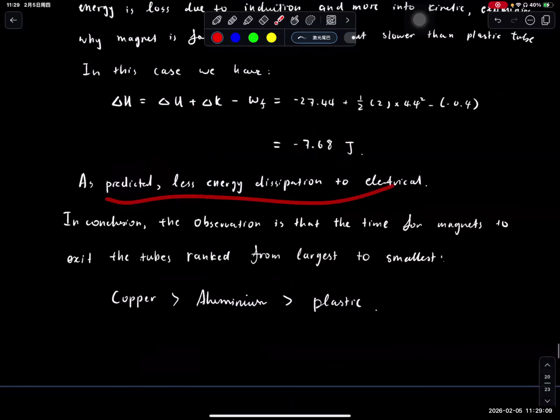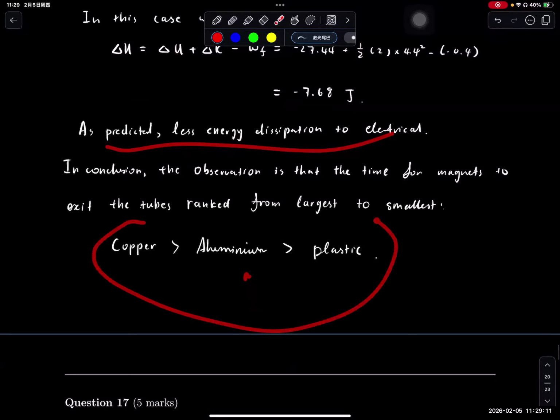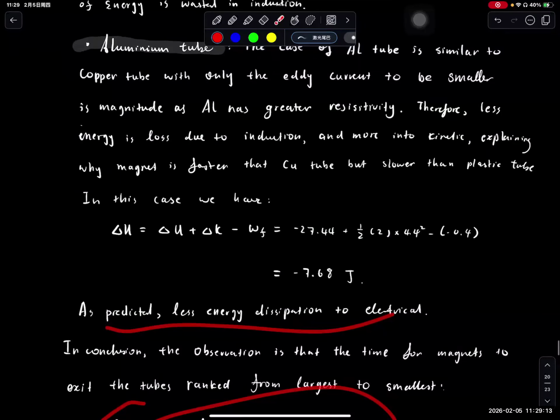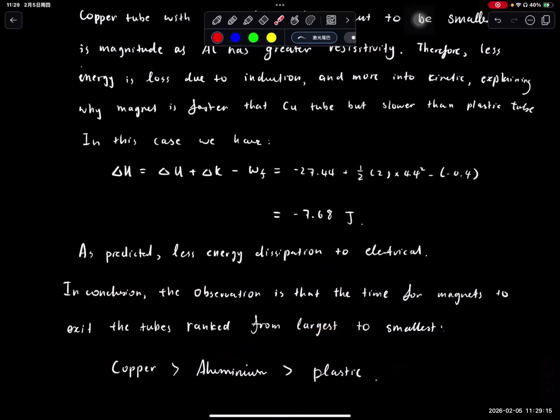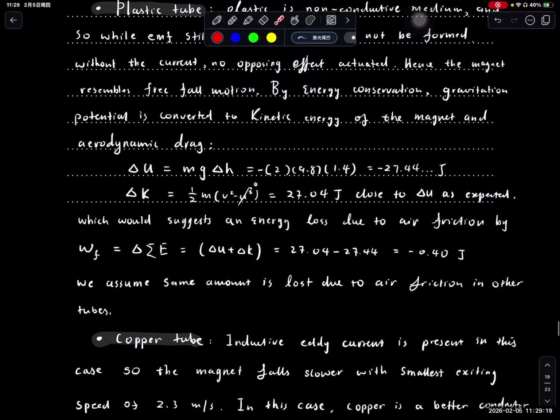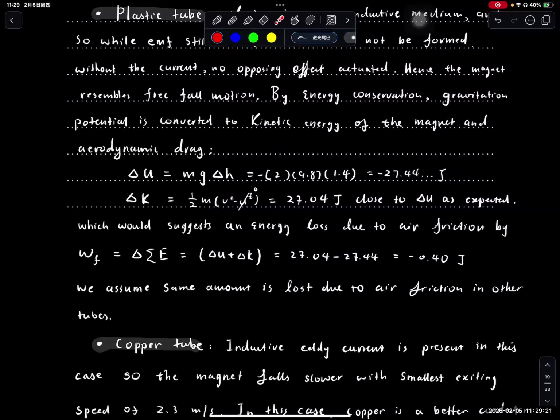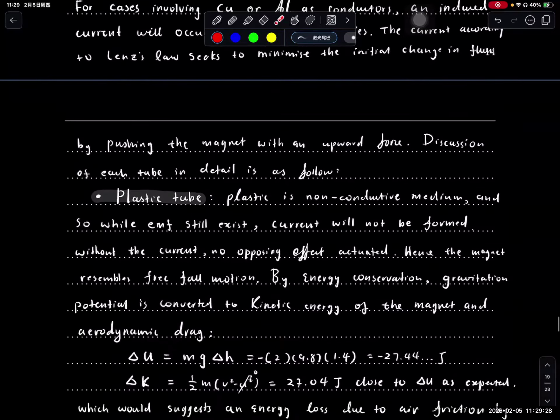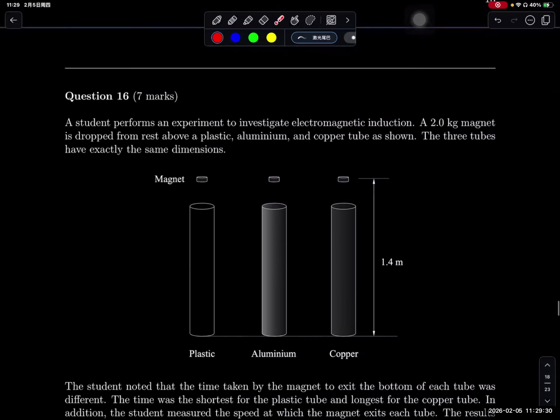And then you write a conclusion, right? So which one falls faster, as this question concludes. Okay, it is quite a challenging question. To get full marks, you need to be able to notice that there's air friction happening, and you need to be able to calculate all the energies and explain it in a cohesive way. So yeah.